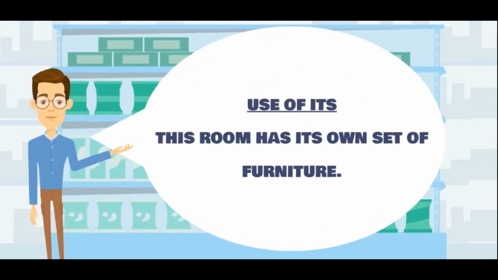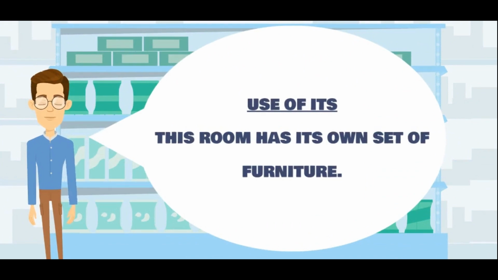When we use its without an apostrophe, we're showing possession. For instance, this room has its own set of furniture. Here, its indicates that the set of furniture belongs to this room.